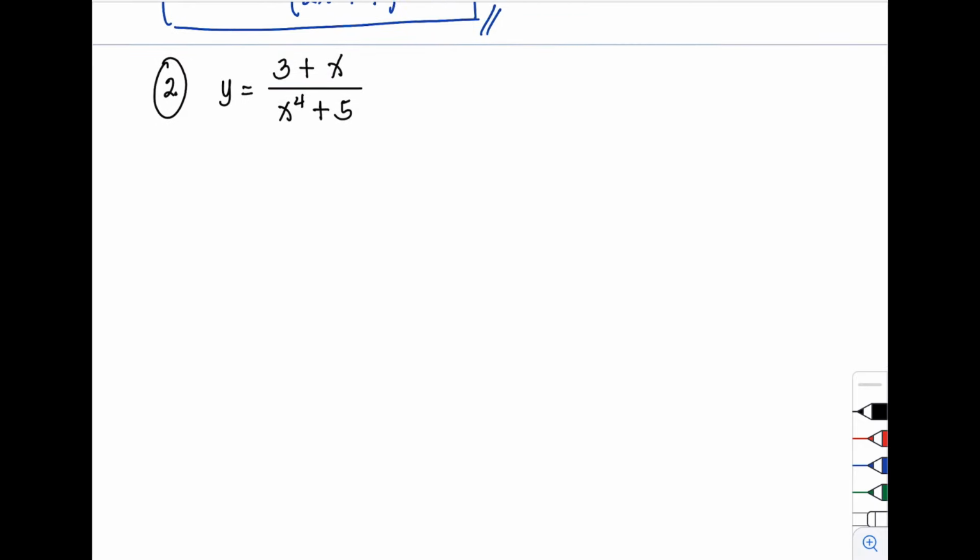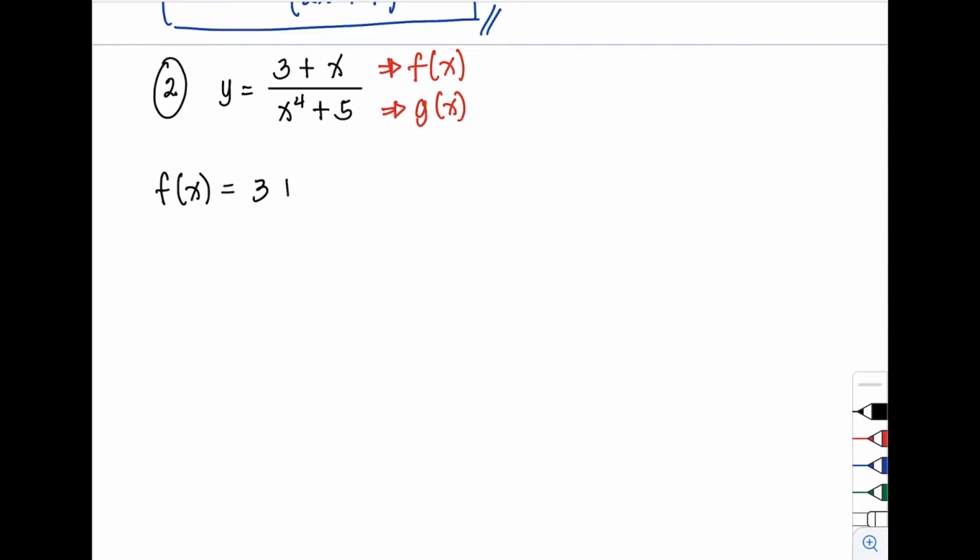We have y equals 3 plus x all over x raised to 4 plus 5. So as you can see, yung given function natin is merong division. Ibig sabihin, ang i-apply natin is yung quotient rule. Tama? Kung saan na yung f of x natin is equals to 3 plus x, then yung ating g of x is equals to x raised to 4 plus 5.